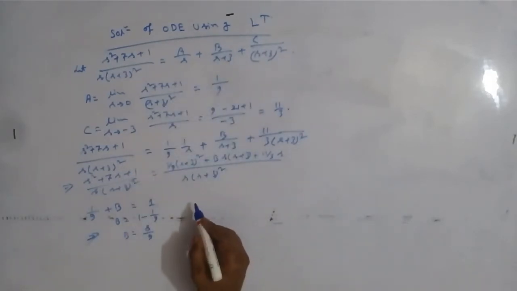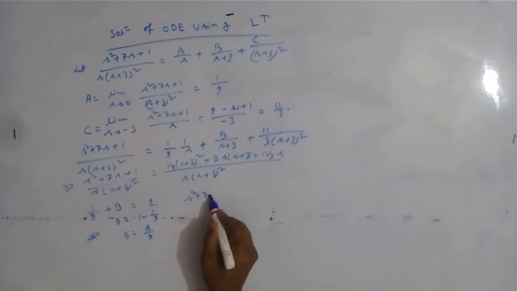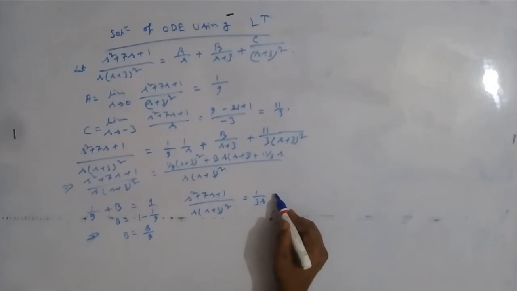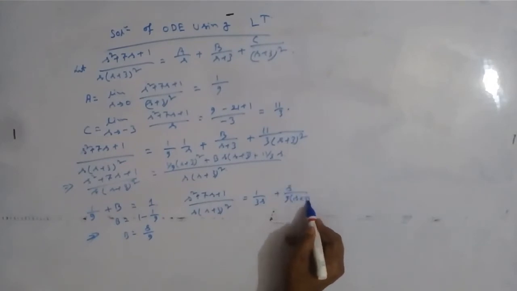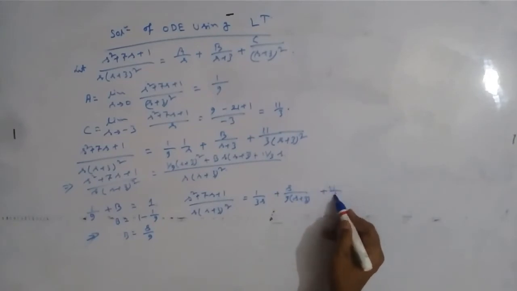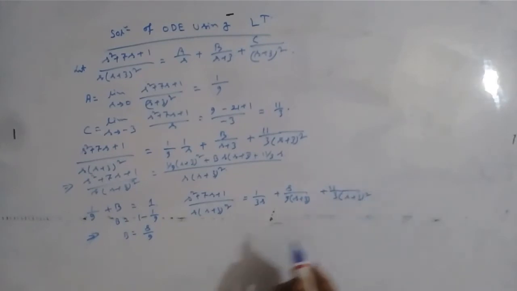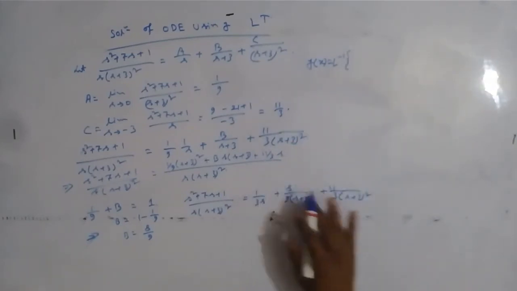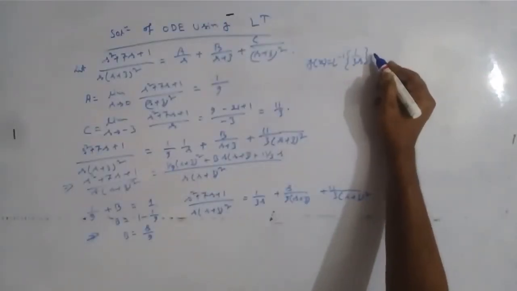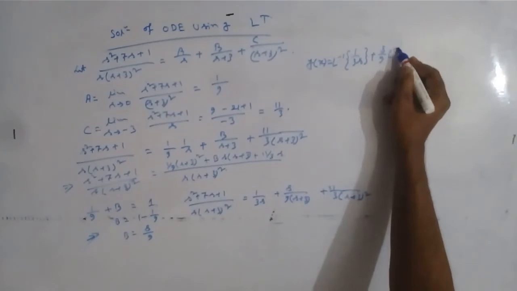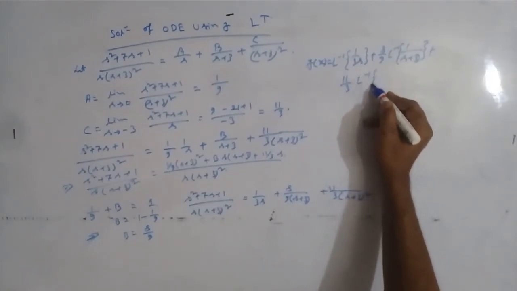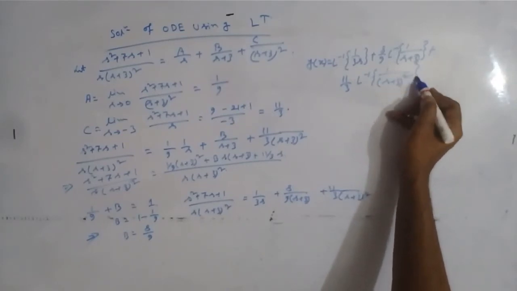Now we put the value of b here, and we got a and c before. So (s² + 7s + 1)/(s(s+3)²) equals 1/(9s) plus (8/9)/(s+3), and c was 11/3, times 1/(s+3)². So y(t) is the L inverse of this function, that is 1/9 times L inverse of 1/s, plus 8/9 times L inverse of 1/(s+3), plus 11/3 times L inverse of 1/(s+3)².